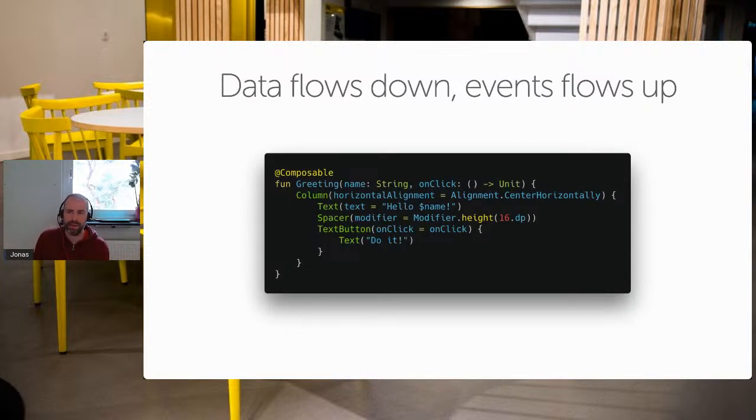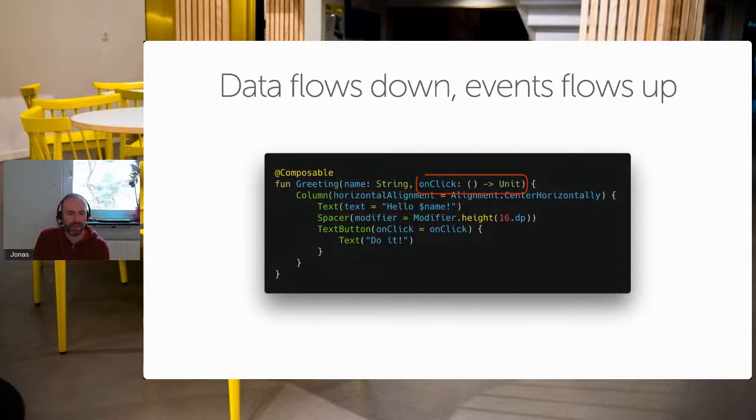You can say that a nice slogan for how you work with Compose is that data flows down and events up. So meaning here in this greeting, if name, which is the data, changes, then this text is changed, basically. And that's all that happens. So it controls the UI by just updating name. If you call this again with some other name, then only that text is changed. And that's all I have to think of.